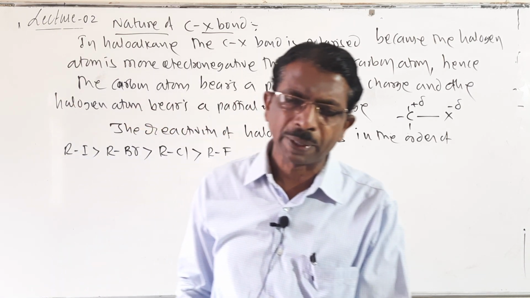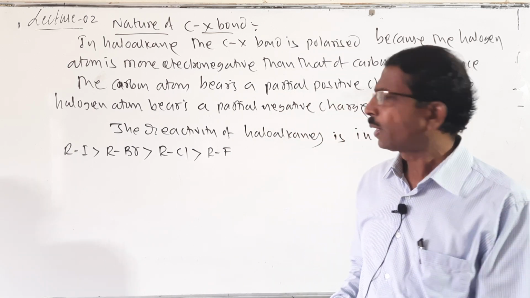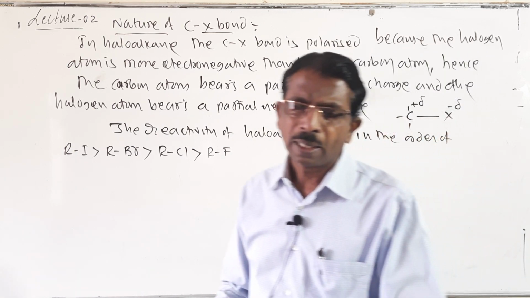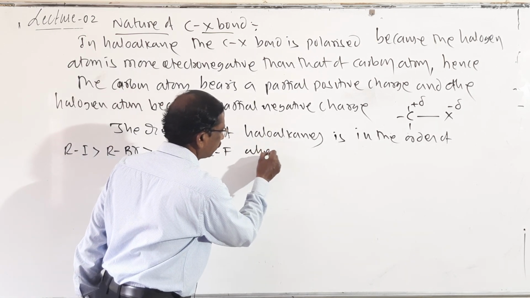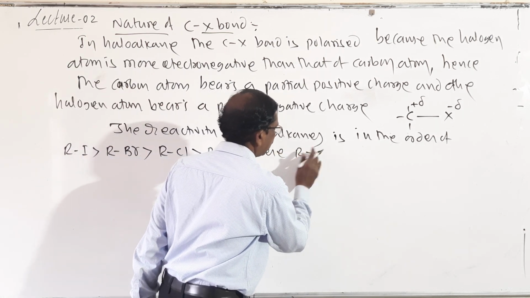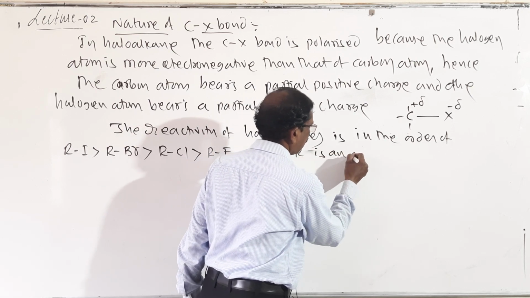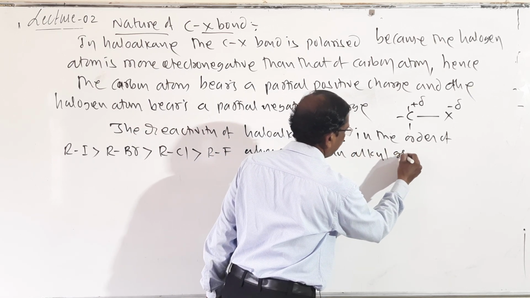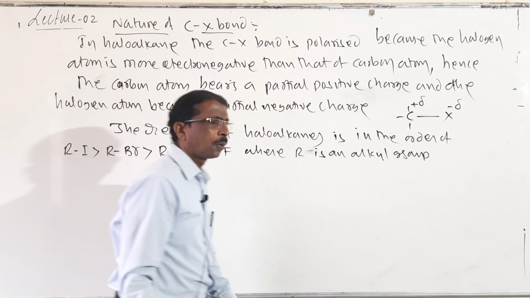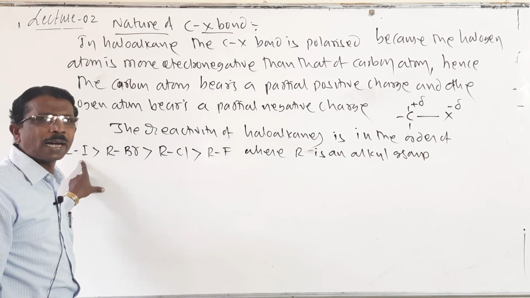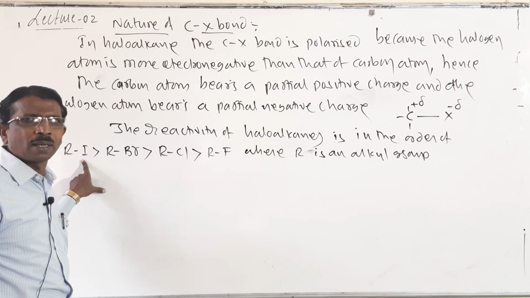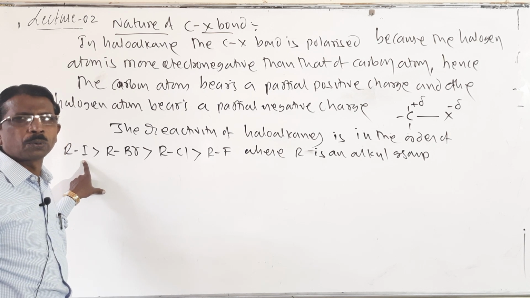So why is this happening? The reactivity of haloalkanes or alkyl halides is in the order of RI, where R is an alkyl group. So why is it RI? Iodide, methyl iodide, ethyl iodide, like this; these are more reactive.